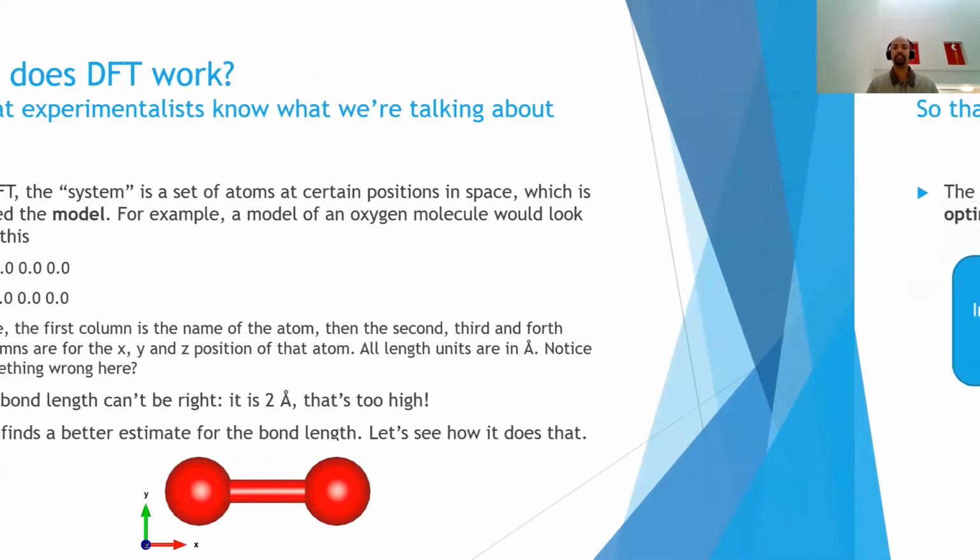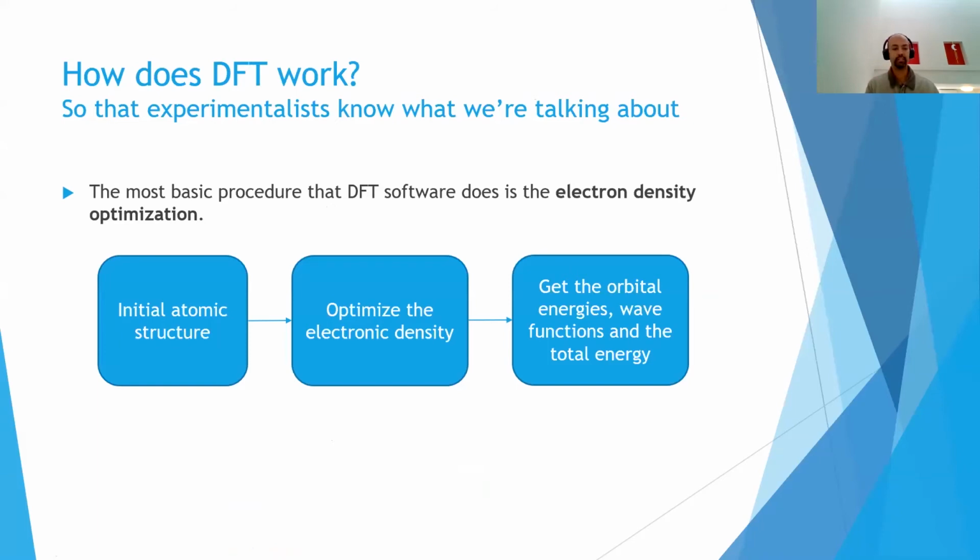Now the next thing is, I'll show in a flow chart, very simplistic, how the DFT sorts out the position of atoms in a system and finds all the other stuff that it needs to find. So the first thing that any DFT package would do, given a system, is find out what is the electron density, the electron density optimization of the system.